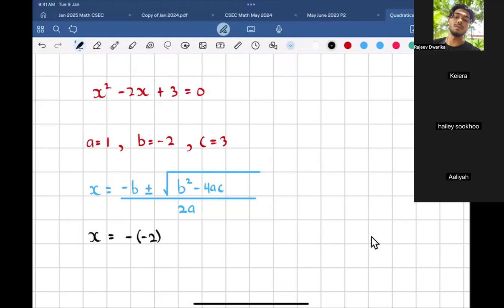Cool. Plus or minus the square root of b squared minus 4ac. B is negative 2, so you need to put negative 2 in brackets. A mistake they might make is to say minus 2 squared, and when you put it into the calculator, again, minus 4. You have to put the whole b term inside the brackets. So that's negative 2 squared, minus 4, a is 1, and c is 3, all over 2a.